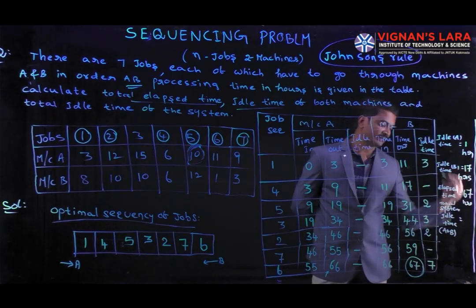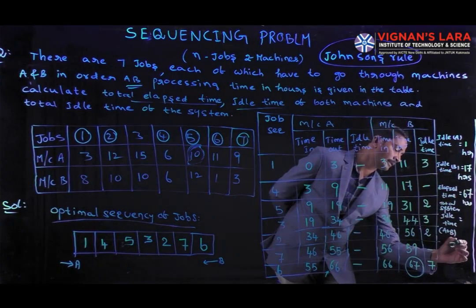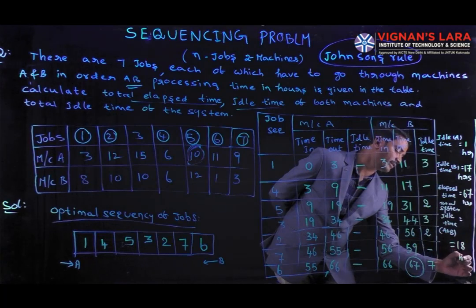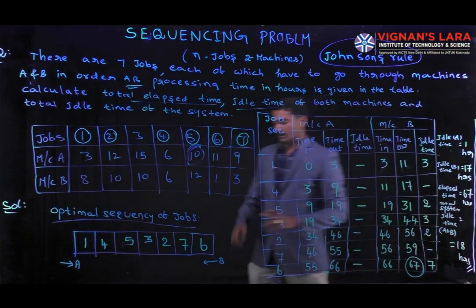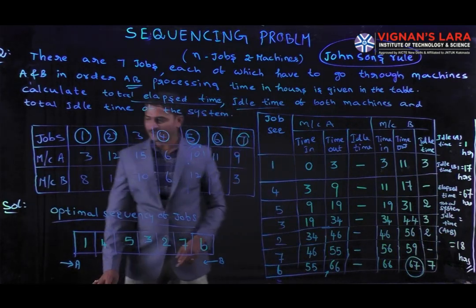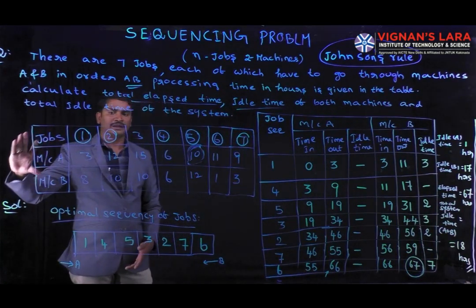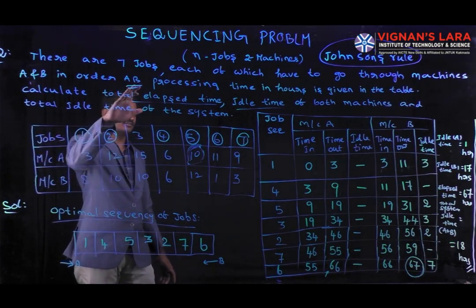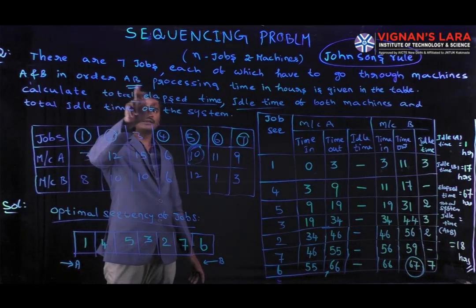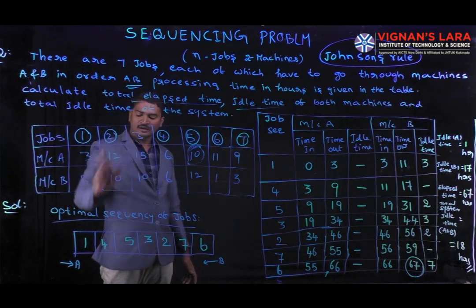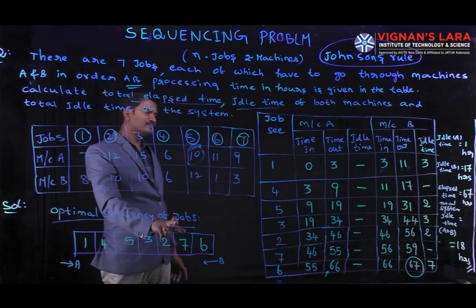1 and 17. That is equal to 18 hours. Okay, this is our problem. Coming to this, what we did here: first we take the problem, and here we are taking the order of the processing. Here the order is A and B. Then after that we are going to calculate the optimal sequence of jobs.